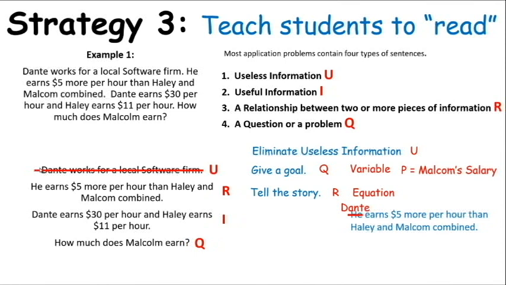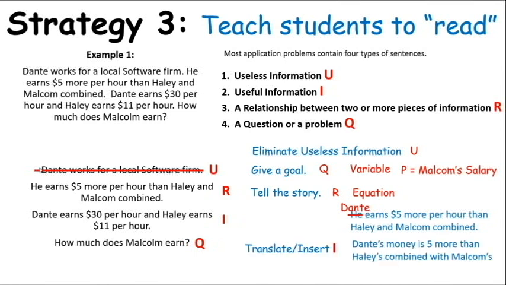Dante earns 5 more per hour than Haley and Malcolm combined. I want to tell that as a story. I'm making a comparison between Dante's money, and I'm saying that it is 5 more than Haley and Malcolm's combined. Very important the students realize this is a comparison between Dante's money and everybody else's.